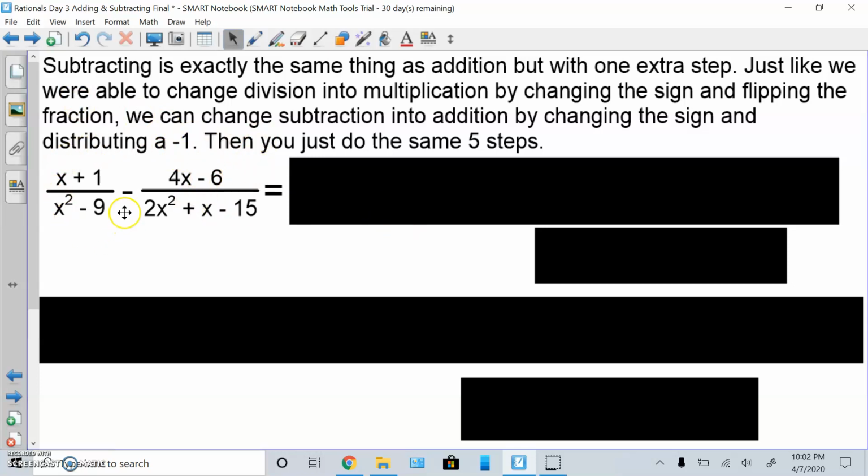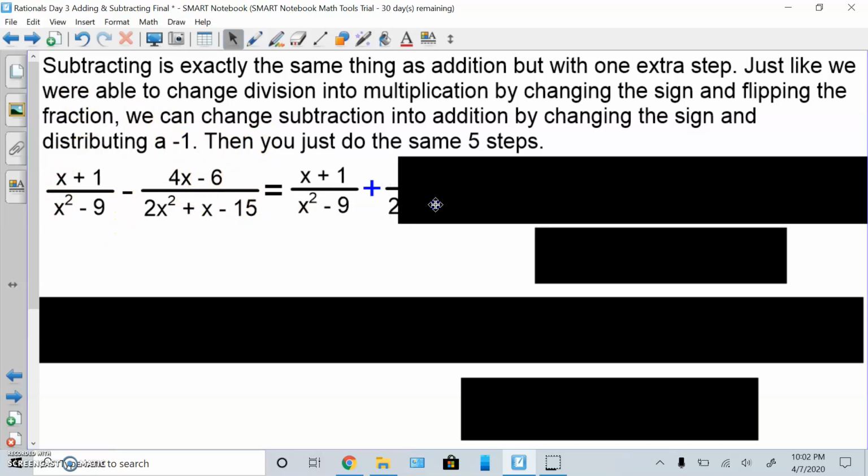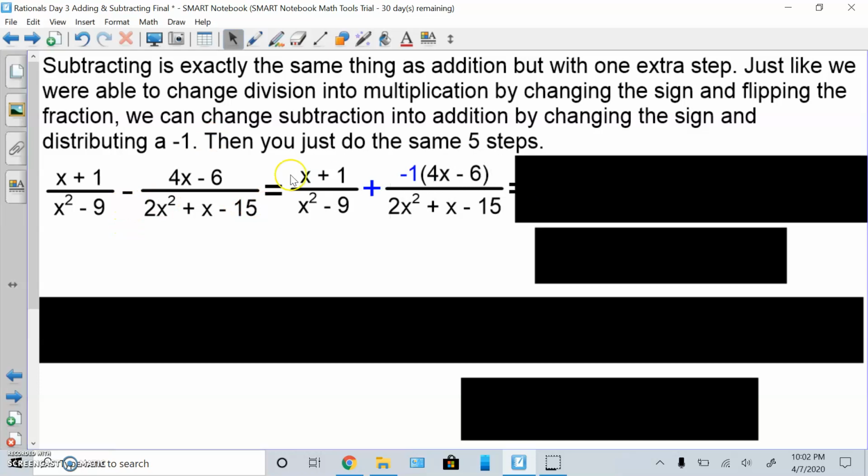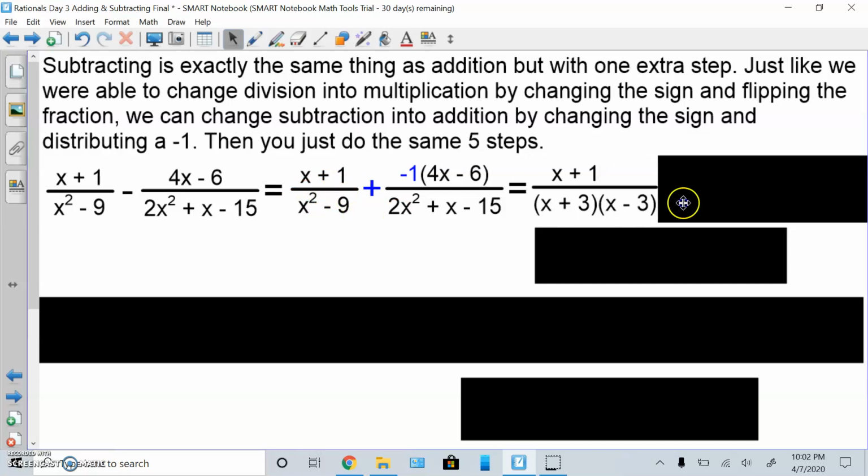So if this is the problem, I'm going to fix this negative sign first. I'll make it a plus sign and distribute -1 to the top. And notice I put the parentheses here because the -1 has to multiply both of these. Then I do the regular steps. Factor the bottoms. x squared minus 9, there's no GCF. That is a difference of squares because it's square rootable. It's going to be (x)(x), 3, plus minus.